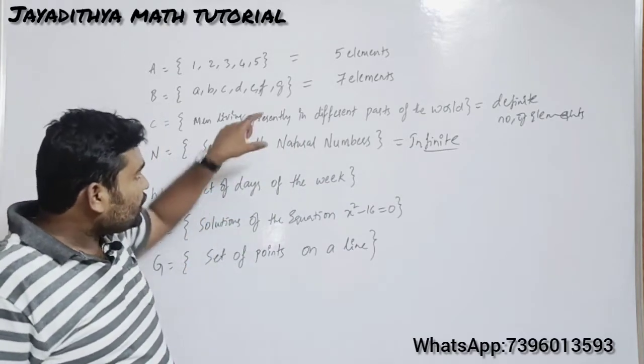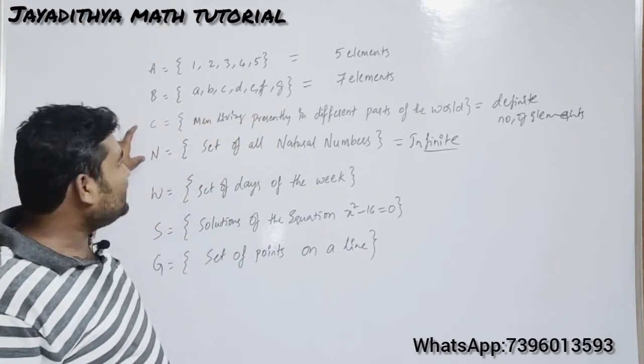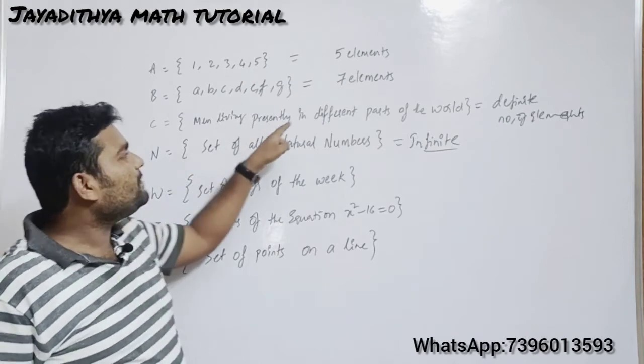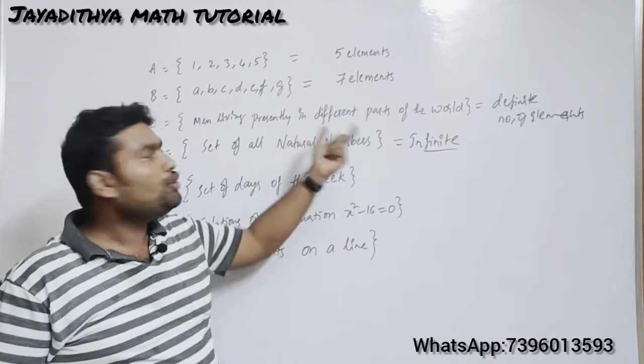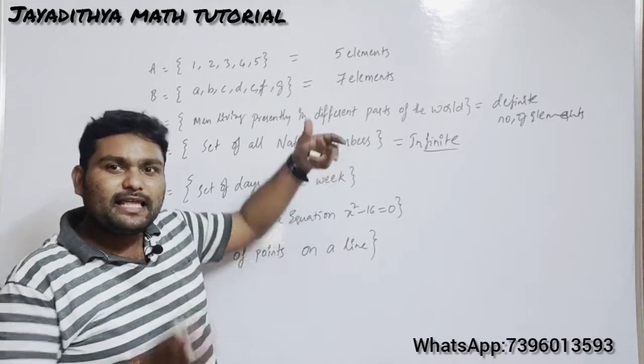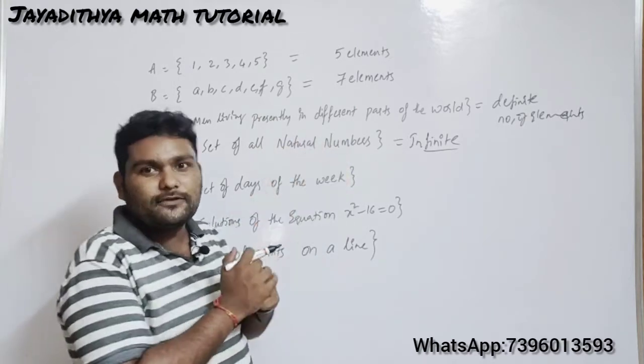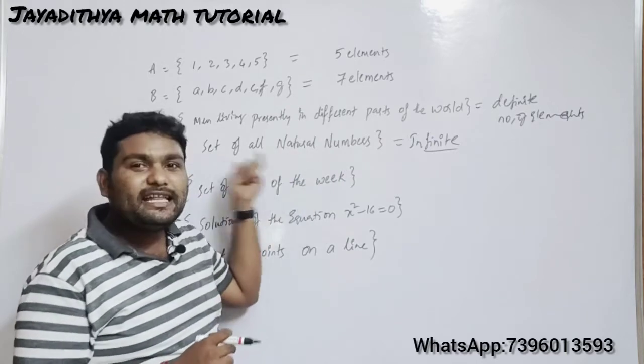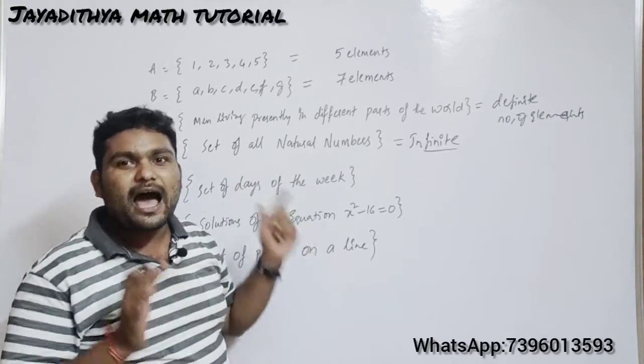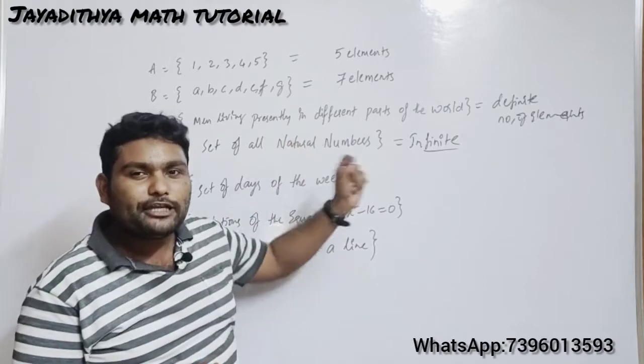Clear? So you observe set C and set N. In set C, men living presently in different parts of the world, though we don't know the number, we can easily say that there will be a particular definite number of people living in all the parts of the world. But in case of natural numbers, these are infinite. So you should understand the minute difference here.